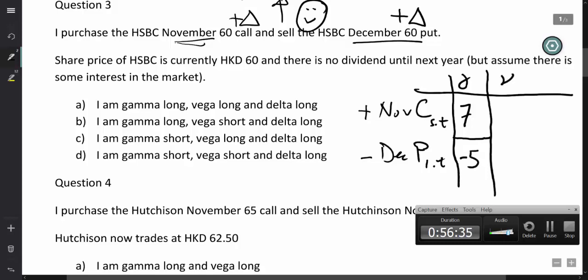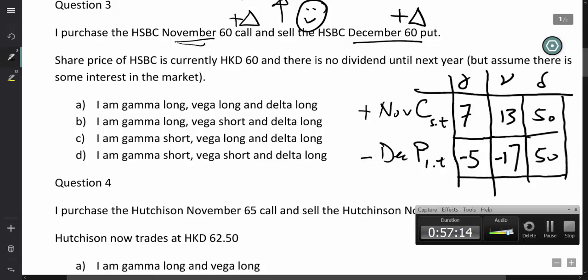Now let's have a look at Vega. So I already told you that the longer term option would have a higher Vega. So what number do you like? 17. Okay, so I know that the November one has to be smaller, so I'm going to say 13. And then here I'm short, so there's a negative sign in front of it. Okay, and then delta would be approximately 50. In fact, I'm long delta. Okay, now you add them up, what do you get?